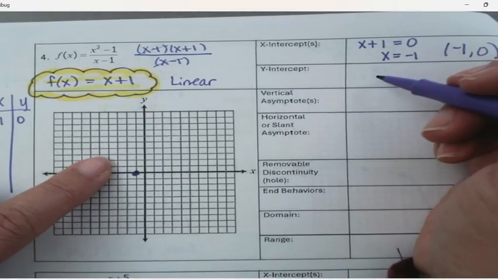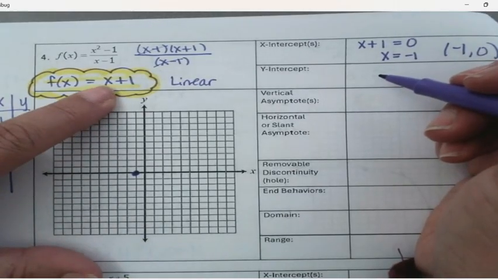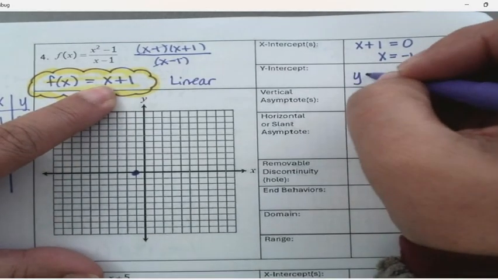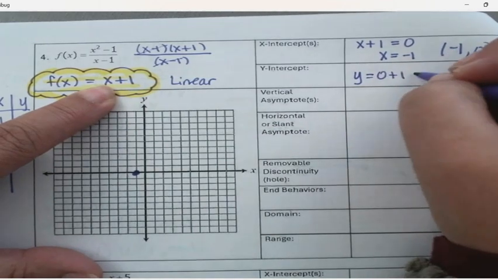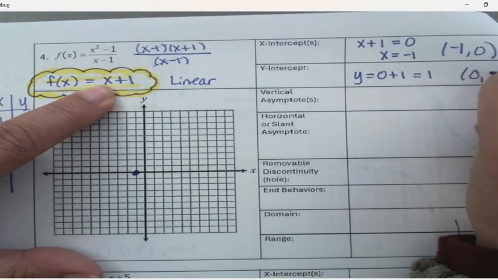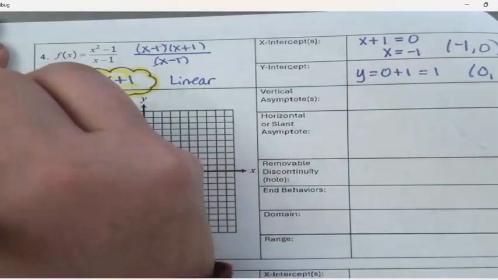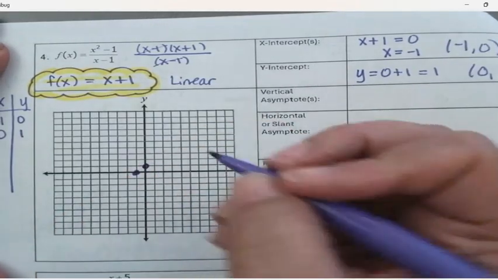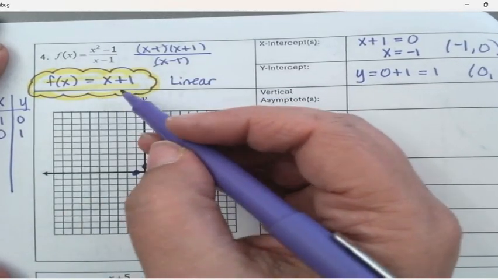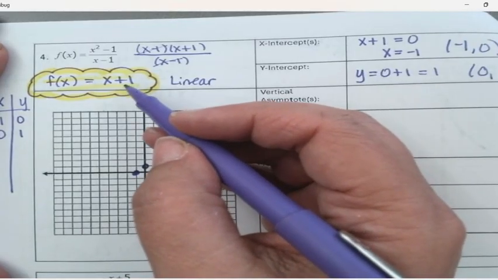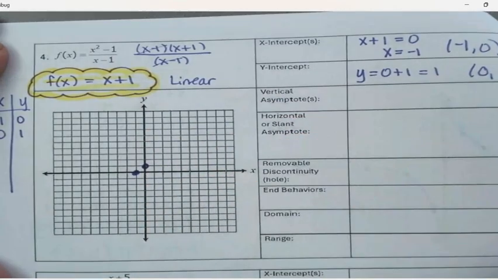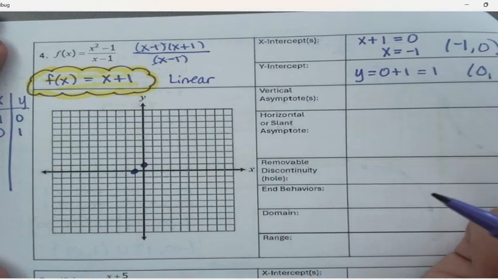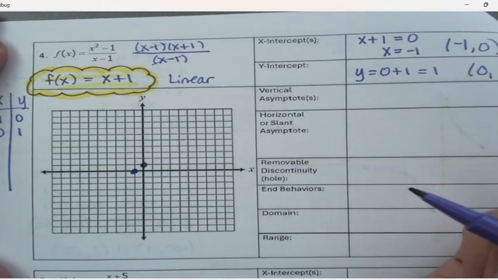Okay, x-intercept. Sorry, I should have said that before I started x-intercept. Okay, y-intercept. To find the y-intercept, I replace the x with a 0. So y equals 0 plus 1. That's just 1. So 0, 1 is my y-intercept. Which I already knew because that's y equals mx plus b. That's the b. Your 1 right there is your y-intercept.